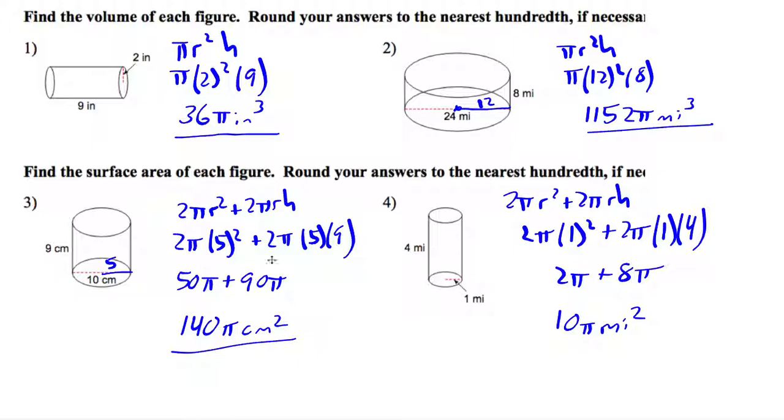This is surface area down here, so these units are going to be squared. So that's centimeters squared, and this is miles squared. This is volume, so it's inches cubed, miles cubed. I got in a habit of putting cubes, and accidentally did the cubes down here. So know these formulas, and make sure you catch yourself if you make any mistakes with the units.